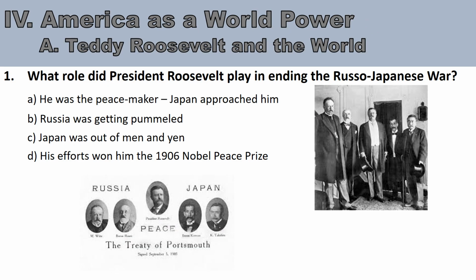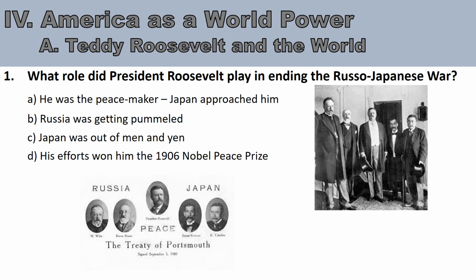So what role did President Roosevelt play in ending what was called the Russo-Japanese War? Well, first of all, understand a little bit of background. Russia and Japan were both imperialist powers, and they were really competing for control of Korea.